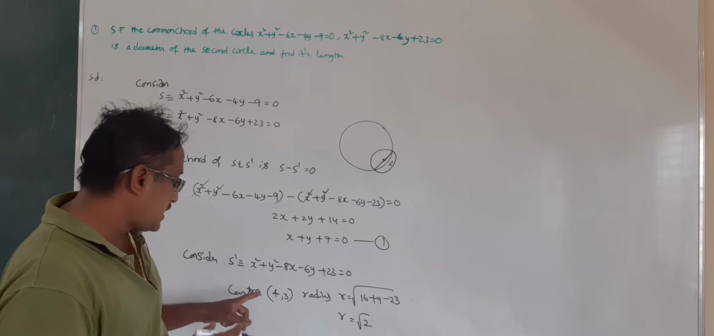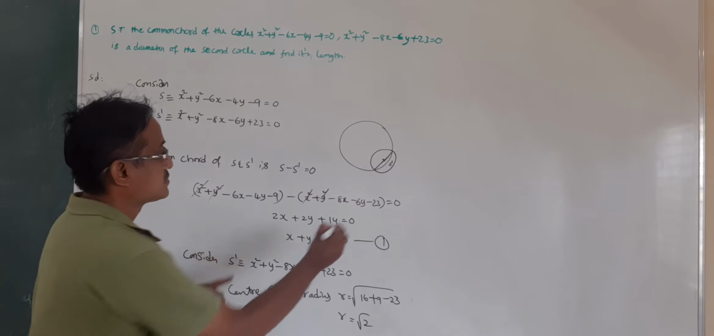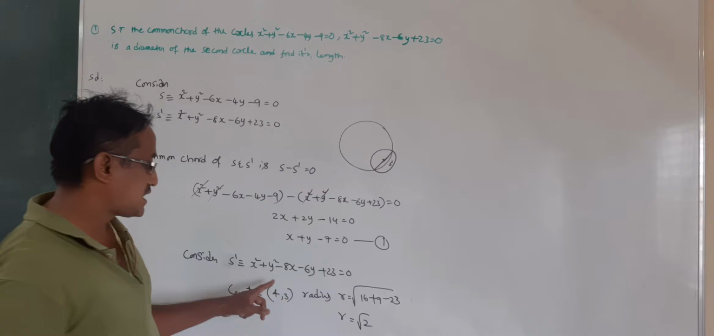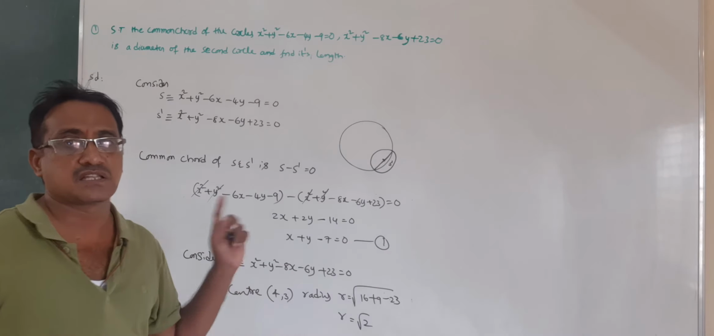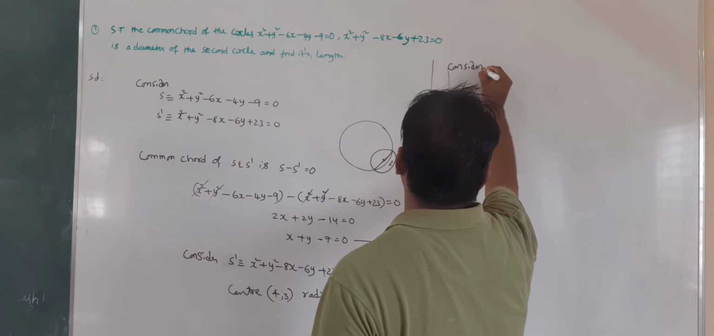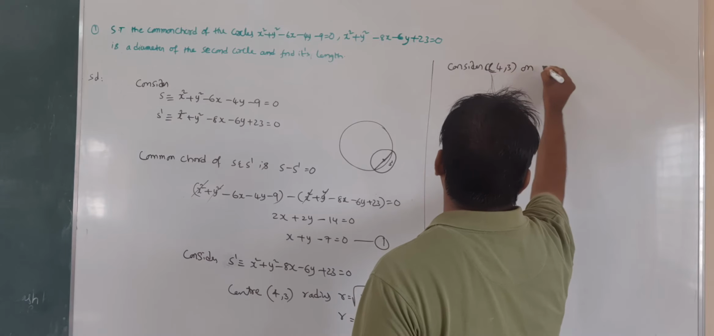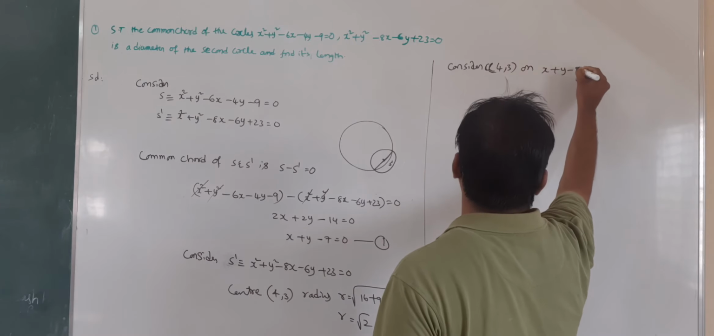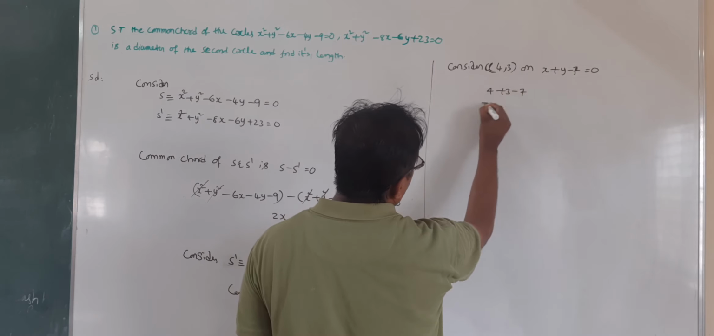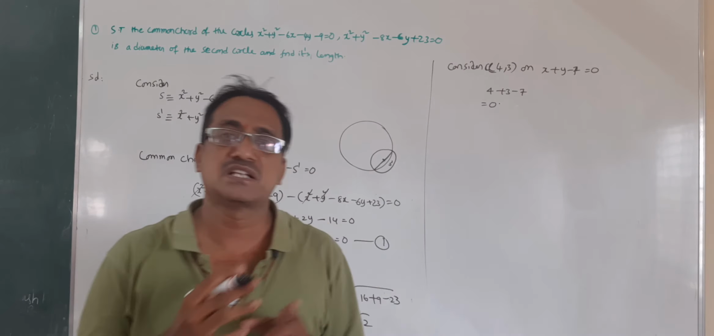Now let us verify whether the center of S dash lies on the line or not. Now consider C (4, 3) on the line x plus y minus 7 equal to 0. So 4 plus 3 minus 7, you will get 0. So (4, 3) satisfies the line.